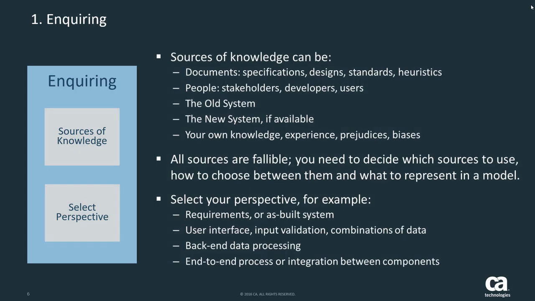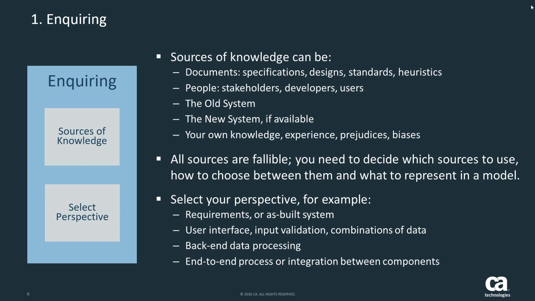So the first stage is inquiring, where we select our sources of knowledge to inform our model making and obviously the testing. Now, the sources of knowledge can be all manner of things. There's a diversity of sources. It could be documents, so specifications, design standards, heuristics, conventions, all manner of things. Clearly, the members of our team are a source of information, in particular the users who give us the direction as to where the software, the system, should go.